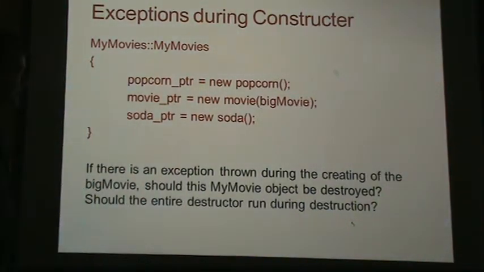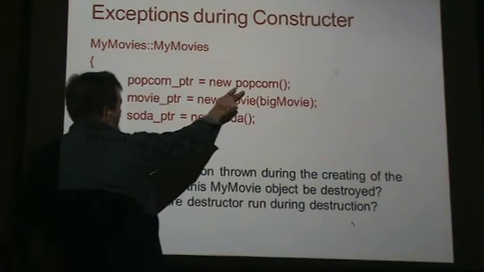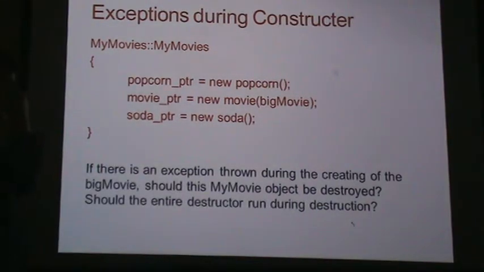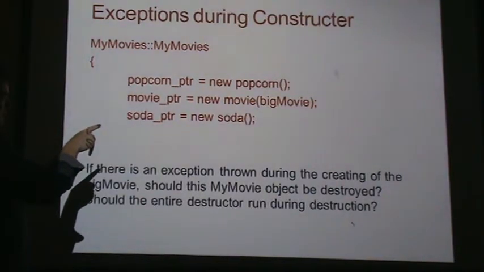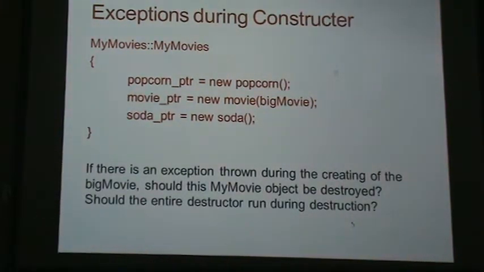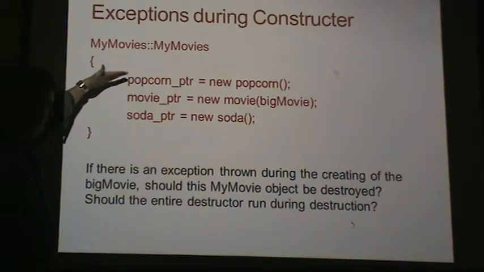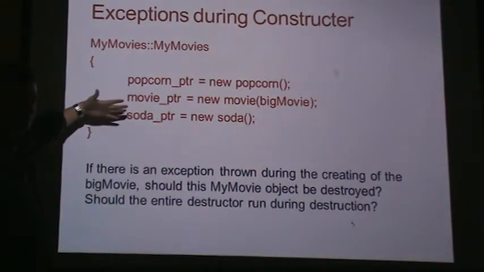There might be an exception that happens. But let's say this works successfully. We create popcorn. Now we go to create some big movie. That constructor is now running. Suppose an exception happens in the middle of us constructing an object. What should happen? If there's an exception thrown during the creation of a big movie, should the MyMovie object be destroyed? Should the entire destructor run? So the destructor of a movie would go and destroy the popcorn and the movie and the soda, right? It doesn't know that the object was partially created.